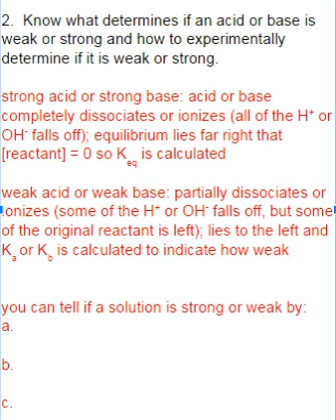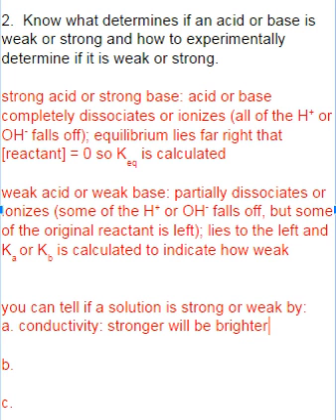But otherwise, experimentally, you could pretty easily tell if a solution is strong or weak by a couple of different methods. One is conductivity. The stronger will be brighter. And the reason why, because there's more H plus in there or more OH minus in there. And that's what does the conducting, is the ions or the electrolytes. And second easy one is reactivity.